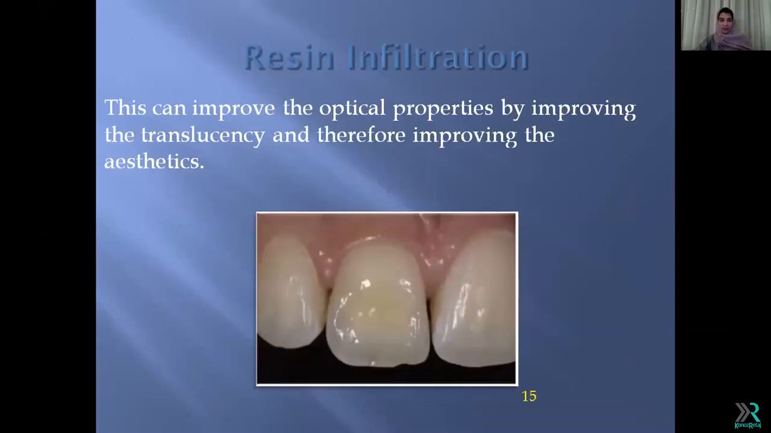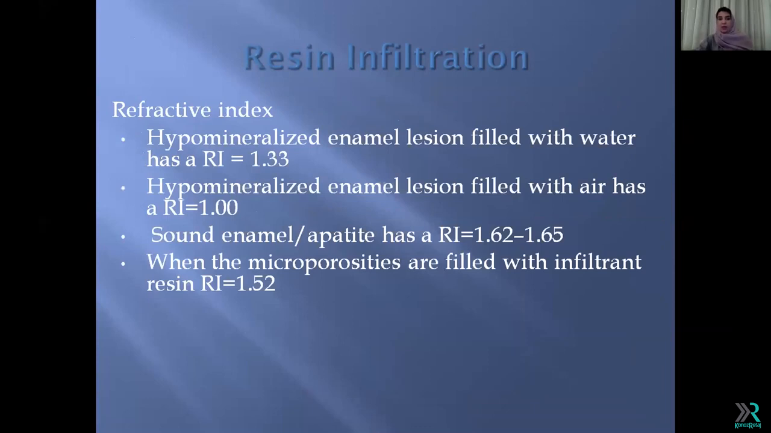Resin infiltration. This can improve the optical properties by improving the translucency and therefore improving the aesthetics. The refractive index of hypomineralized enamel filled with water is 1.33, and for hypomineralized enamel filled with air is 1. And sound enamel ranges from 1.26 to 1.65. When the microporosities are filled with infiltrant resin, it is 1.52. So the hypomineralized enamel filled with the resin infiltrant is close to the sound enamel.